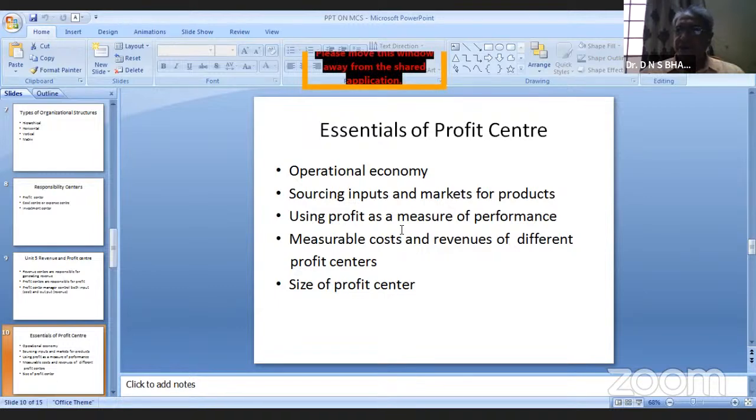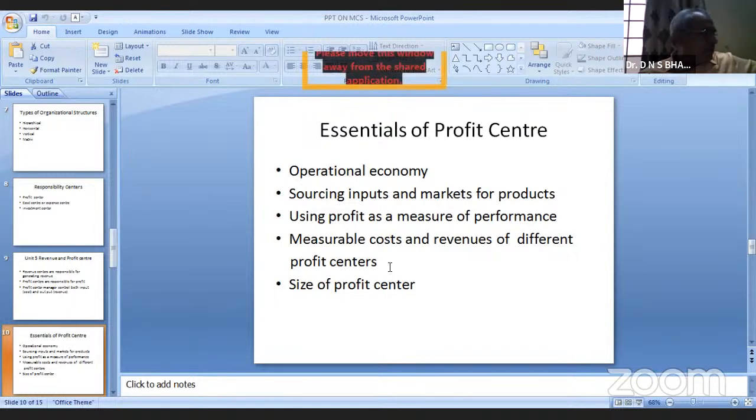Second is sourcing inputs and markets for the products. So what is sourcing inputs and markets for the products? You must be able to source the input factor. So what is the input factor that is to be understood? The source of supply. From where you can generate the income, where you can generate the market, and how better you can go with the supply.